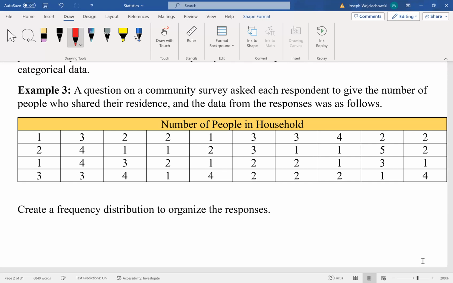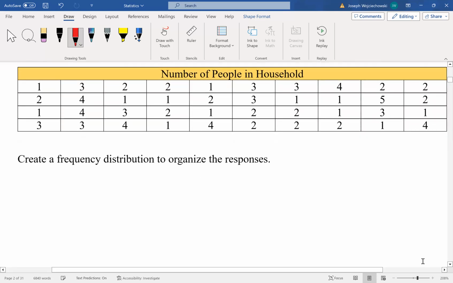So there are what, 5 different answers? 1, 2, 3, 4, 5. So we don't have that many possible answers. So we can use a frequency table in this case.